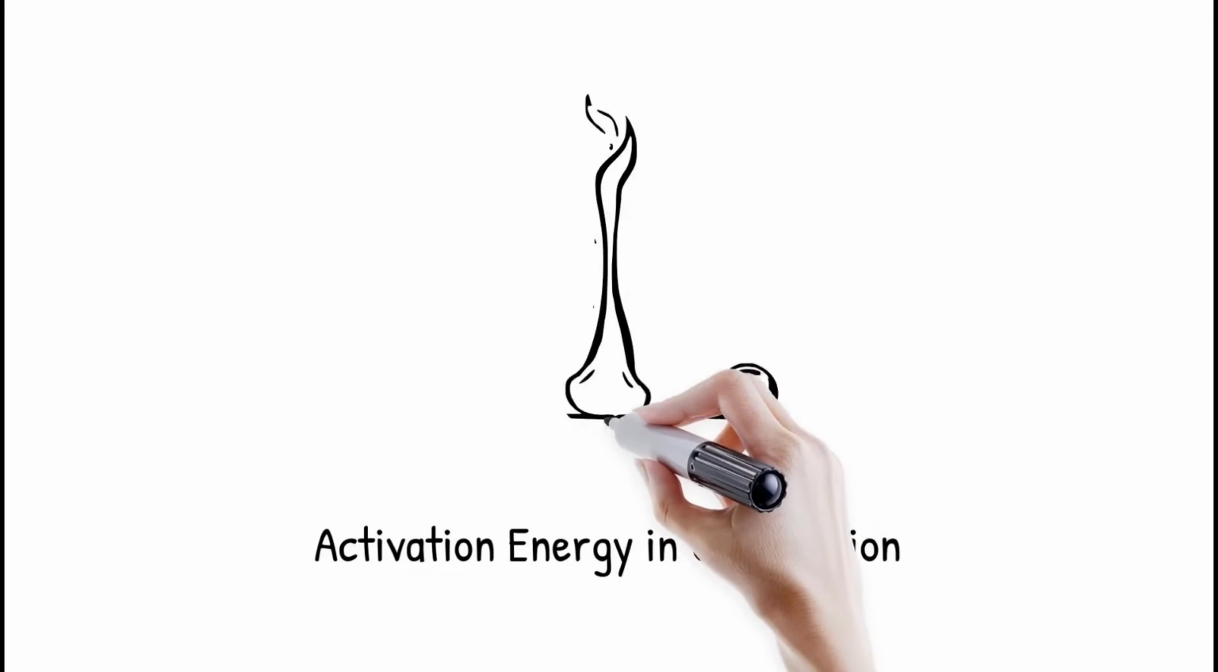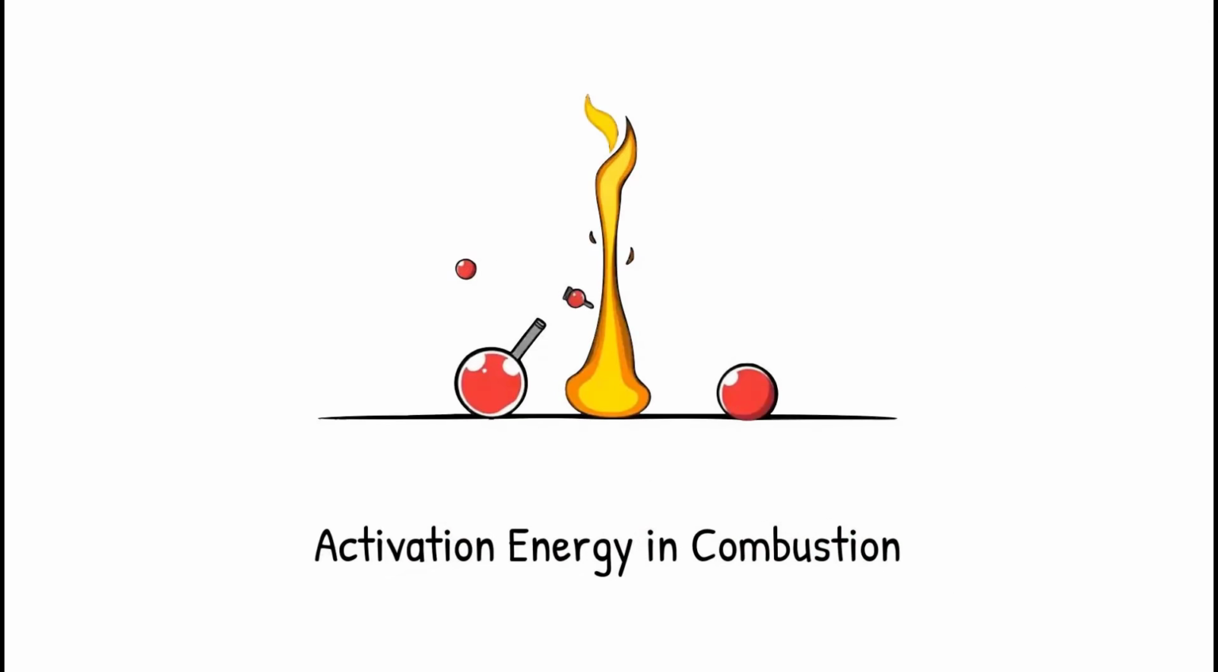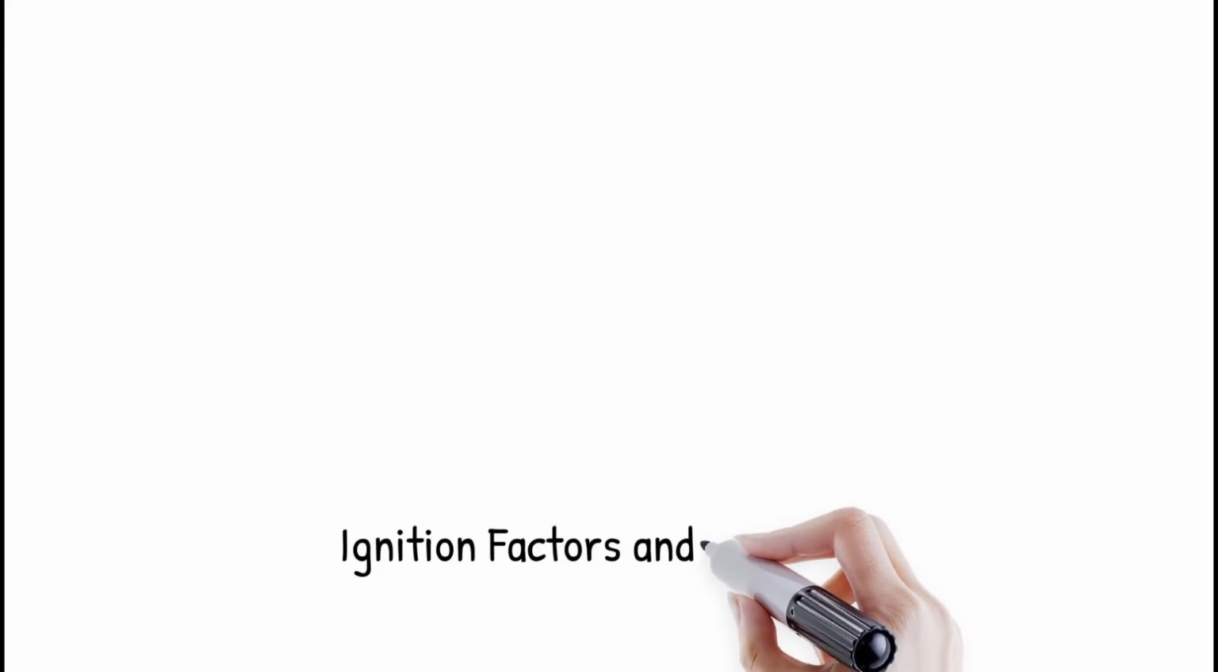For a burning reaction to start, the reactants must overcome an initial energy barrier called activation energy. This is typically provided by heat, a spark, or compression. Once this threshold is reached, the reaction becomes self-sustaining because the energy released is enough to ignite more fuel molecules.